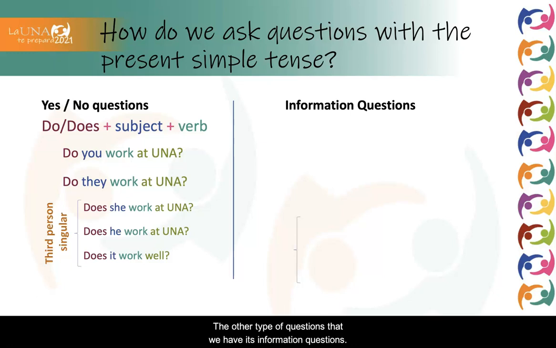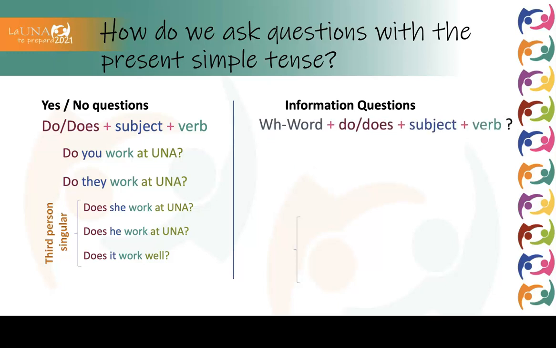The other type of questions that we have is information questions. They are also called WH questions. And the structure that we follow is this one. We need the WH word, which is what, how, when, where, for example. Then we need the auxiliary do or does, a subject, the verb, whatever else, and always a question mark.